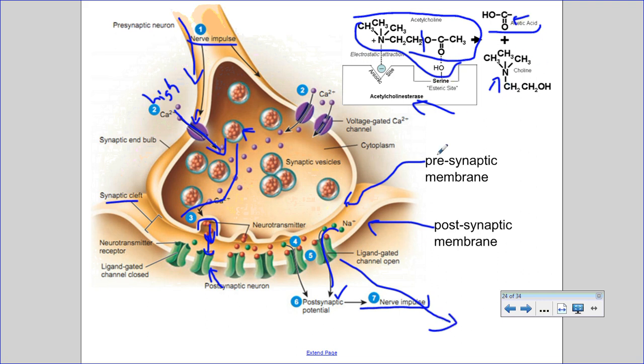So choline now will get reabsorbed into the presynaptic membrane, where it'll be turned back into acetylcholine and placed back into additional vesicles, so that the next nerve impulse that comes along will trigger these vesicles again to move to the presynaptic membrane, releasing this newly formed acetylcholine, triggering another nerve impulse in that postsynaptic cell. So that is postsynaptic transmission, or synaptic transmission.